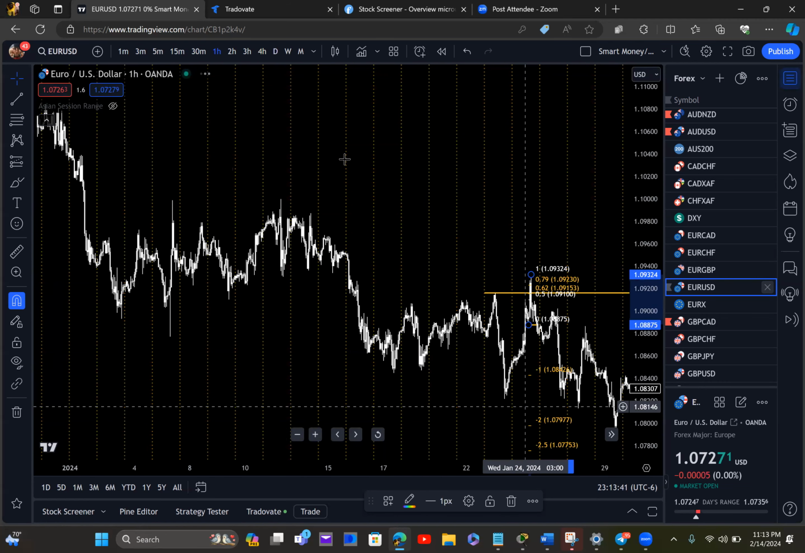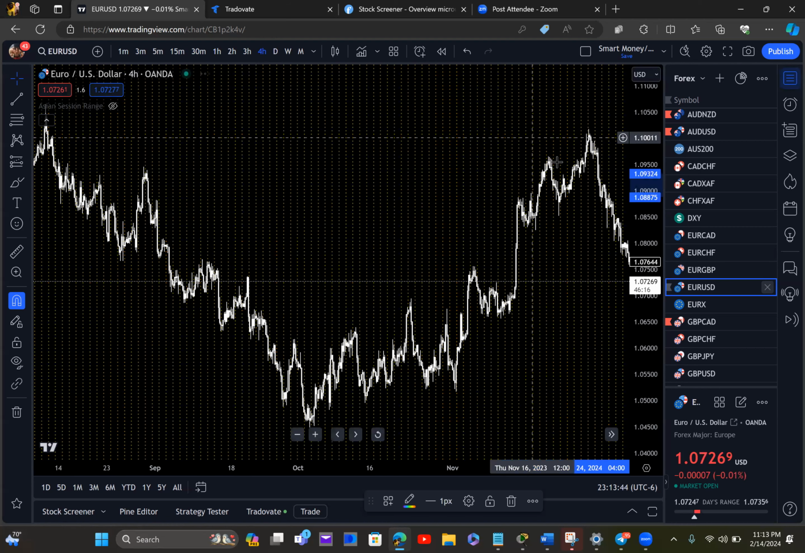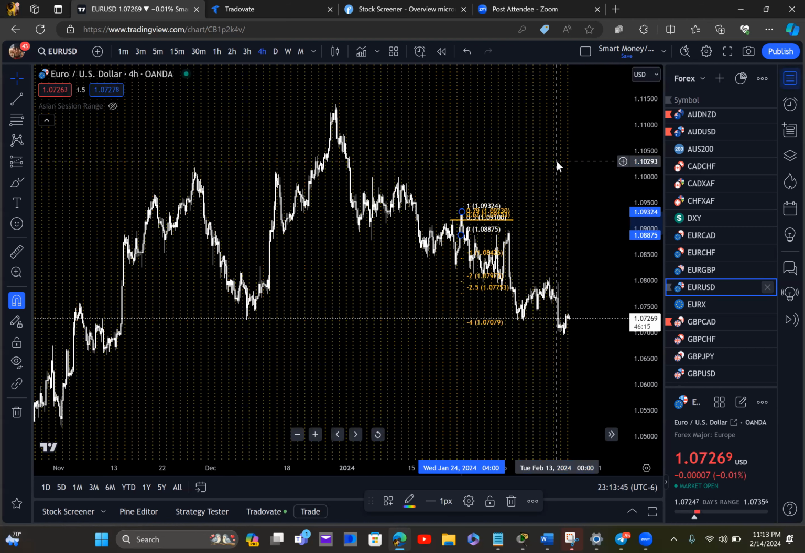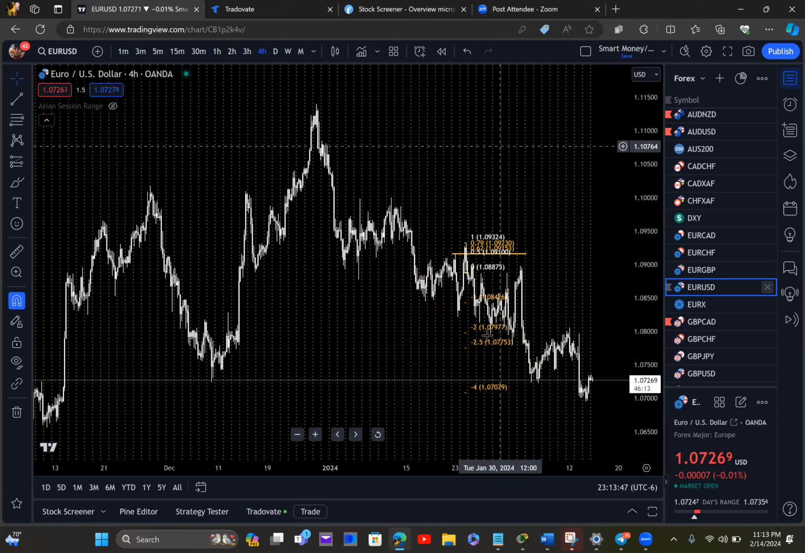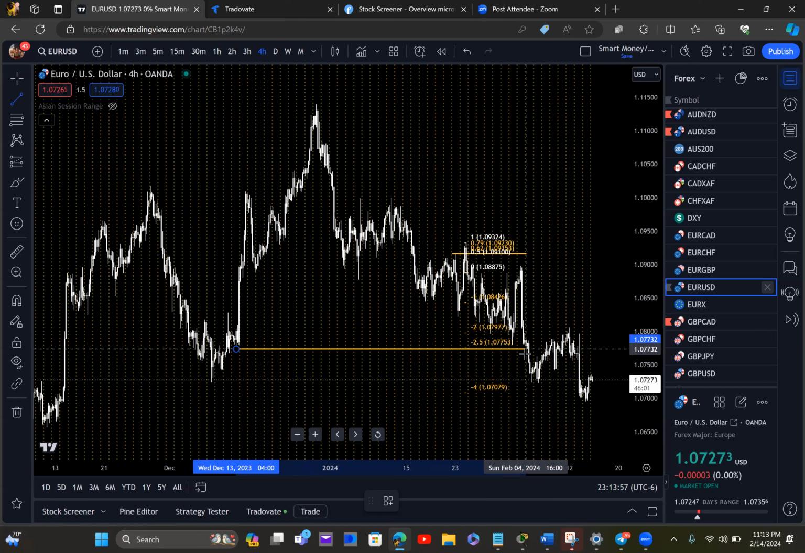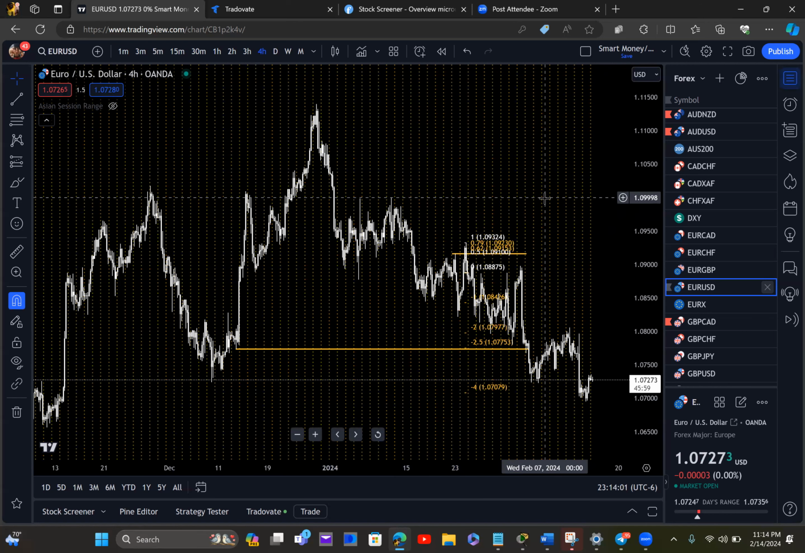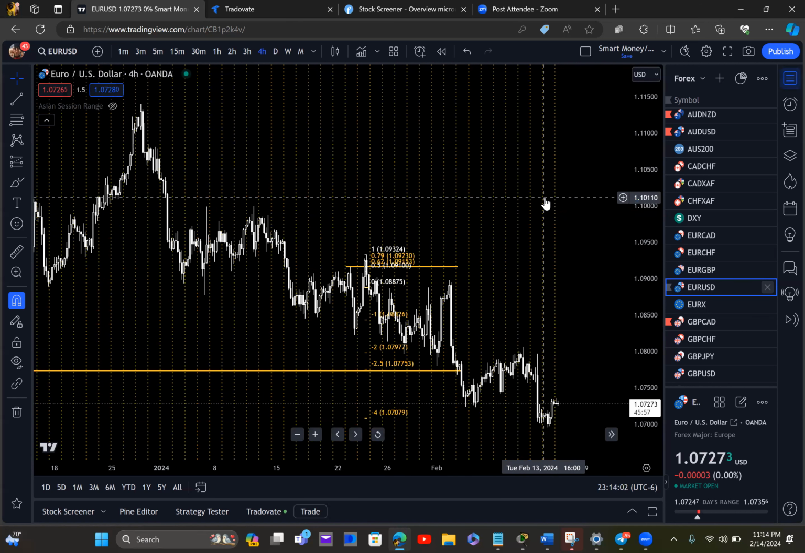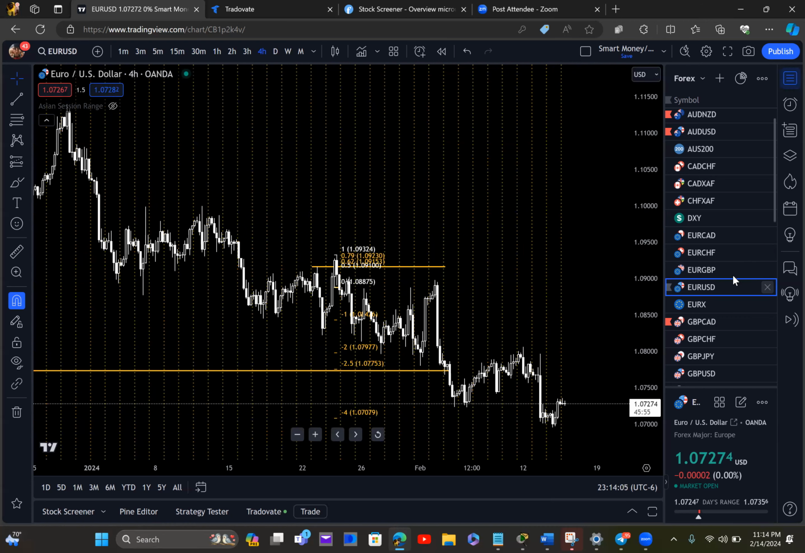-2, -2.5. Let's go back to the higher time frame. -2, -2.5. Look at this low right here, right at -2.5. Boom. Did it get hit? Yep, right there. Now it took some time to do it, but had that been a GBP pair, it would have hit it fairly quickly. But you still got it.